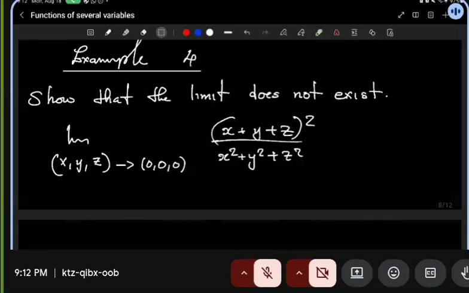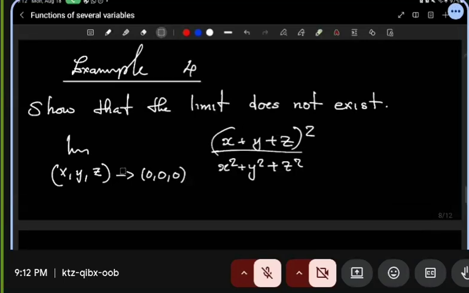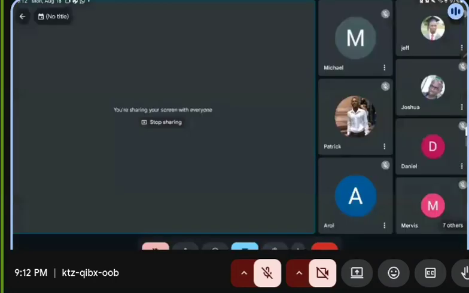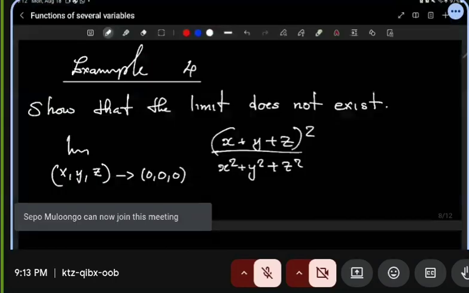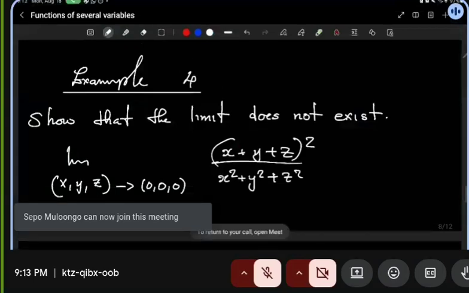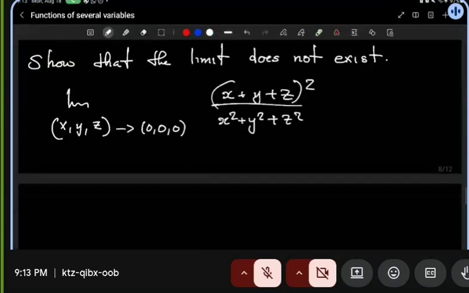For this example, we want to see, for a function of 3 variables, if the limit exists. We want to show that the limit does not exist as x, y, z approach 0, 0, 0. That is what we want to see. So to show that the limit here does not exist, we can pick any axis. We can choose to approach it along the X, the Y, or the Z axis. Here we chose to go along the X axis. So if we decide to approach this along the X axis, what will be the limit?